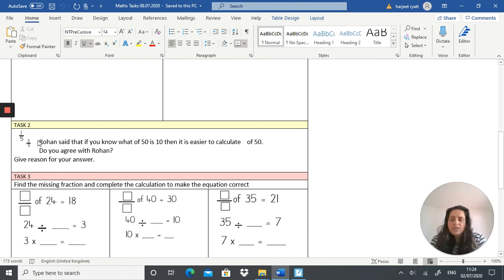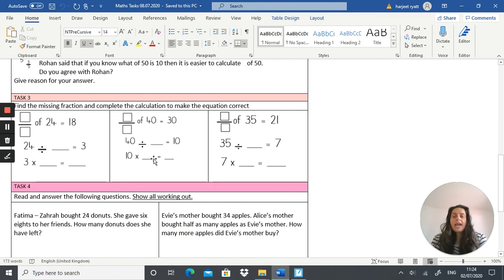I see that there's been a bit of a formatting problem here. Sorry, guys. What this is meant to say is, Rohan said that if you know that 1/5 of 50 is 10, then it is easier to calculate 3/5 of 50. Do you agree with Rohan and give reasons for your answer? And then task 3 is that tricky task we did, similar things where you have the 2 steps of working out a fraction of an amount. It's asking you to fill in the missing numbers using the information. You can do it. I'm fully confident.